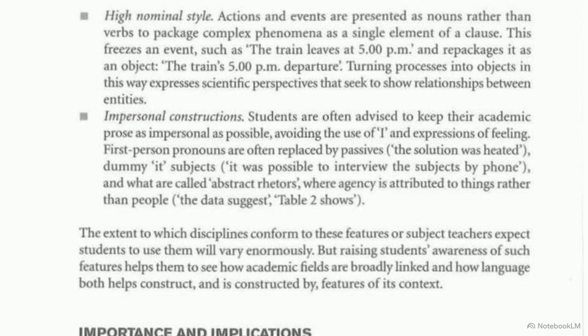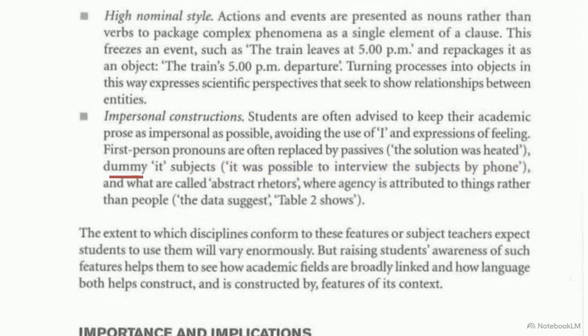The text gives us 3 tools to do this. First is the passive voice. By writing, "the solution was heated," you effectively obscure who actually heated it, putting the focus entirely on the experiment itself. The second tool is the dummy it subject. Phrasing a sentence as, "it was possible to interview the subjects," allows you to state a fact without attaching your personal presence to the action.